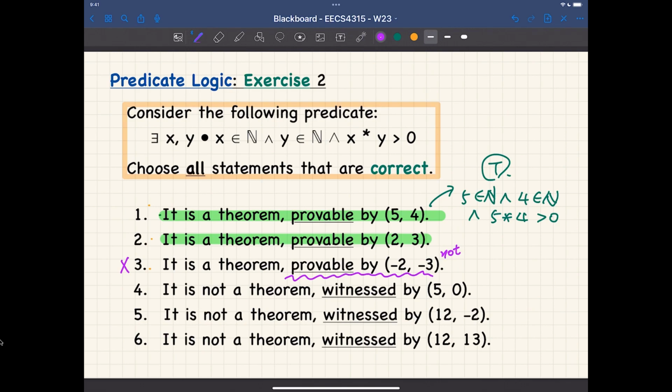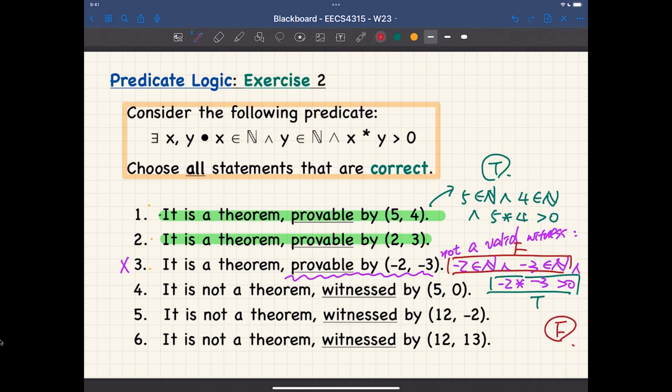Not a valid witness. Because, let's try this. Minus 2, a natural number. And minus 3, a natural number. And minus 2 times minus 3 is larger than 0. This part, I agree, is true. But the problem is the other part is false. And we're talking about conjunction. So this part over here is actually false. Overall, we still get false. Tricky, but still logical.